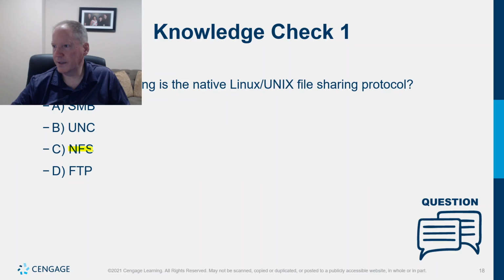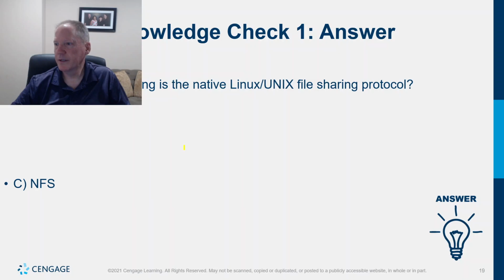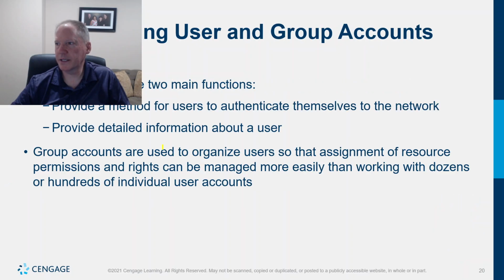Is the network file system, right? SMB, that's native to Windows. UNC is a universal naming convention. FTP is for file sharing on a website. All right. So NFS is the correct answer.